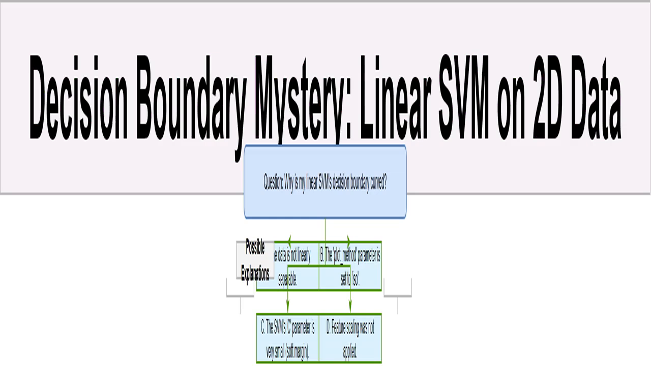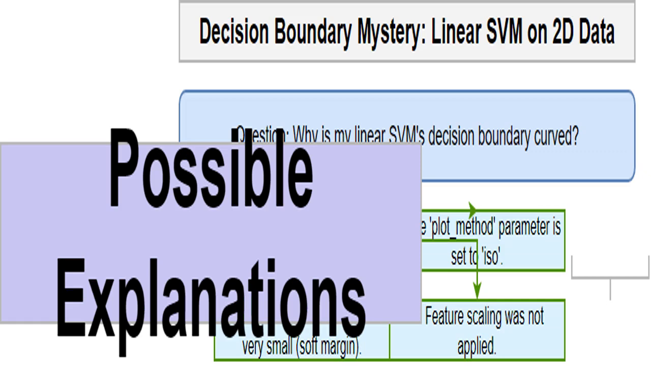Even with a linear kernel, if the data points themselves cannot be cleanly separated by a single straight line, the resulting decision boundary will not be perfectly linear. The algorithm will try its best but will need to compromise, resulting in a seemingly nonlinear boundary. I think all the options above are possible reasons. That's why I'm breaking down each one to understand what might be happening.